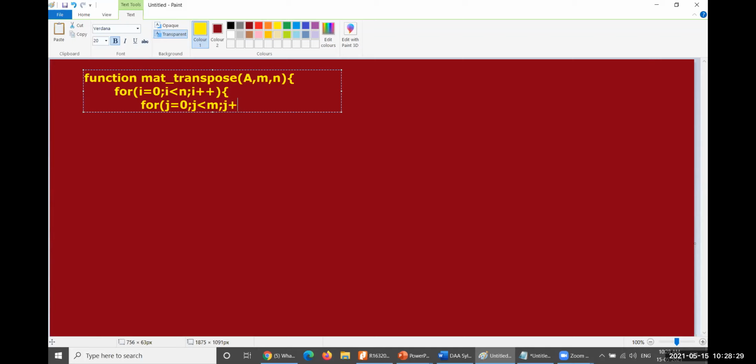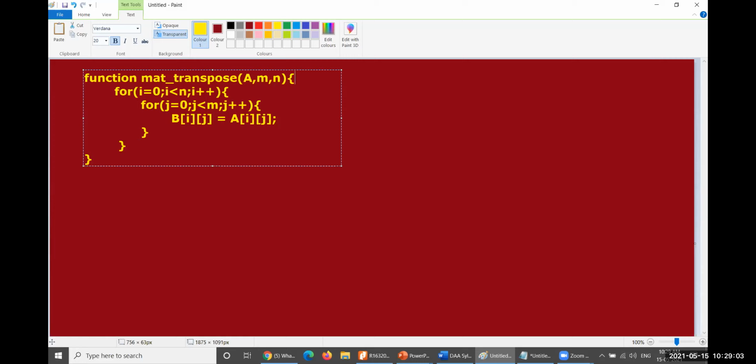What occurrences? So b of I comma j will be equal to a of j comma I. Capital A here. Okay. So things get over. Then finally it's been closed.